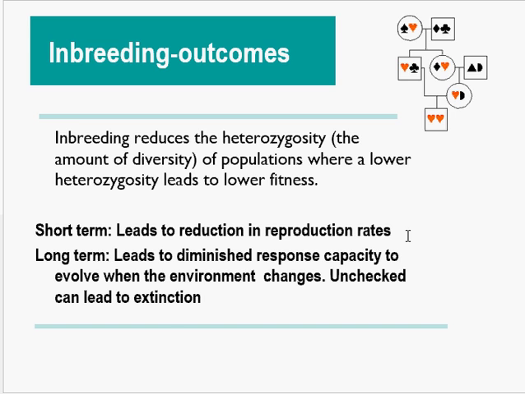In the long term, two matching deleterious recessives can lead to death of the organism, and so can lead to lowered reproduction rates or reproductive output, which would then lead to smaller population sizes. And it will also lead to lowered heterozygosity in the population as a whole, and it can lead to an extinction vortex, which unchecked can lead to extinction.